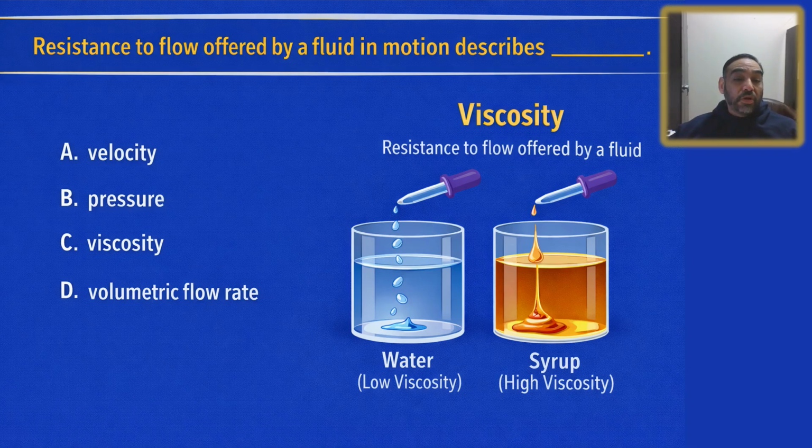So D, volumetric flow rate, that's incorrect because volumetric flow rate describes the volume of fluid moving per unit time, and that's usually written as Q, and it tells you how much fluid is passing through a vessel, not what is resisting it. So again, viscosity influences flow rate. Flow rate is not a form of resistance.